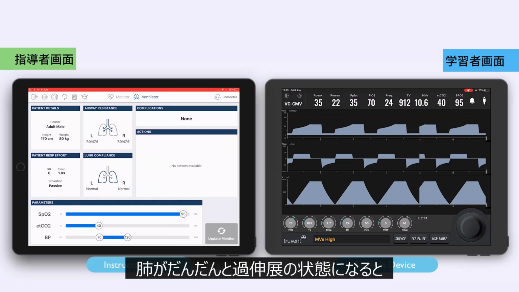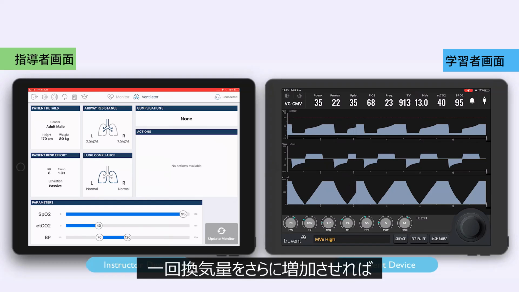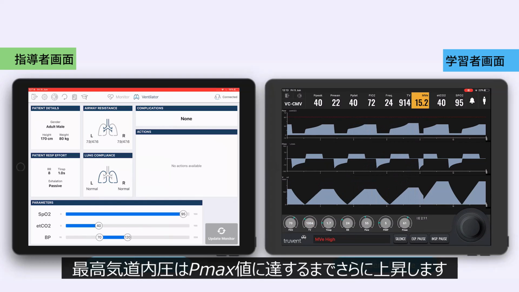The peak pressure is rising as the lungs become progressively hyperinflated, reaching their maximum capacity. And if we increase the tidal volume further to a very inappropriate level, then the peak pressure will rise further and further until it reaches the P max value.